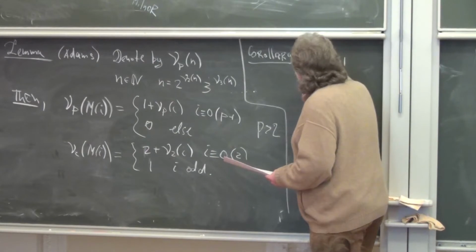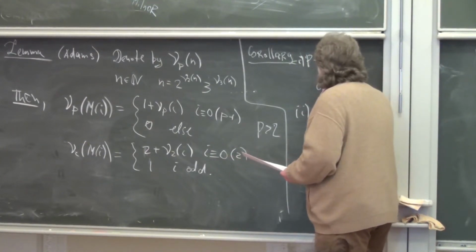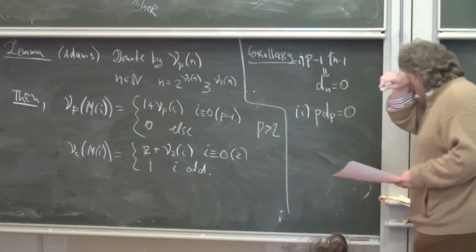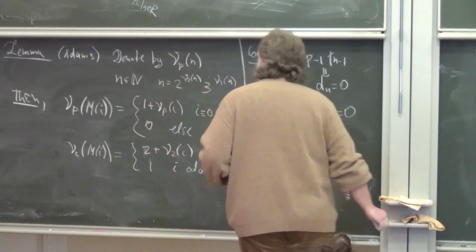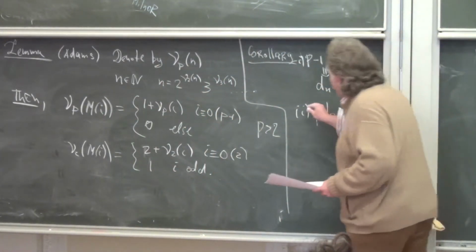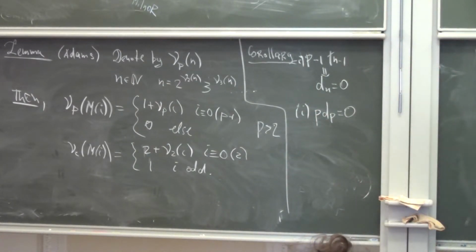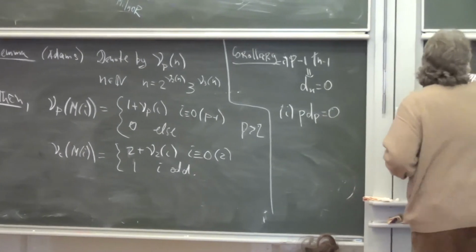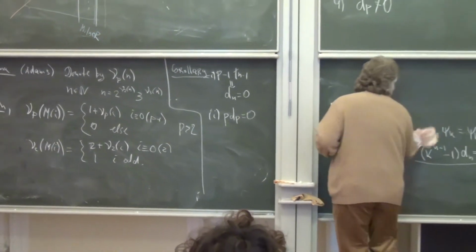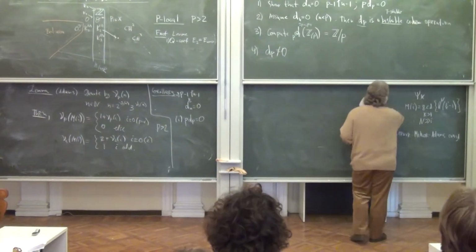And the second easy corollary: p dp equals 0. So now we should substitute p as I, and we get our result. Okay, so we completed the first part of our proof. Let me now erase this and say something about the second part.